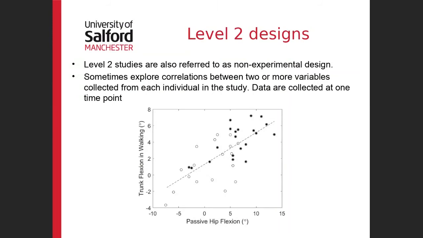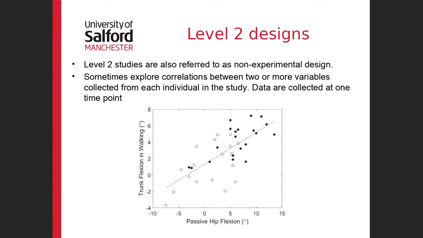What it's worth saying, before I go on to the level 3 designs, is these level 2 designs often are done in preparation for a level 3 design. So what we've seen there is that there's a link between flexibility and people's walking position. And what we also showed was that that walking position was related to muscle overactivation.